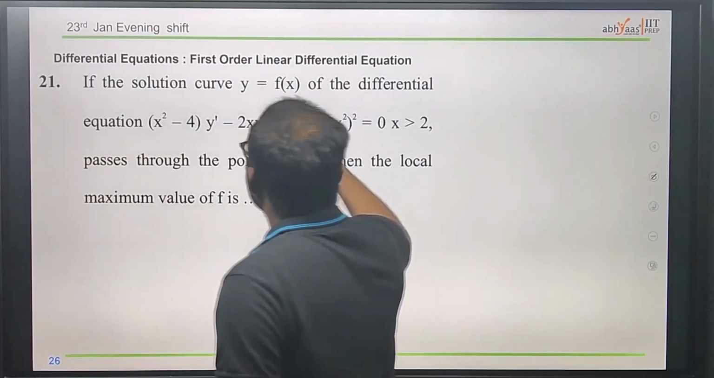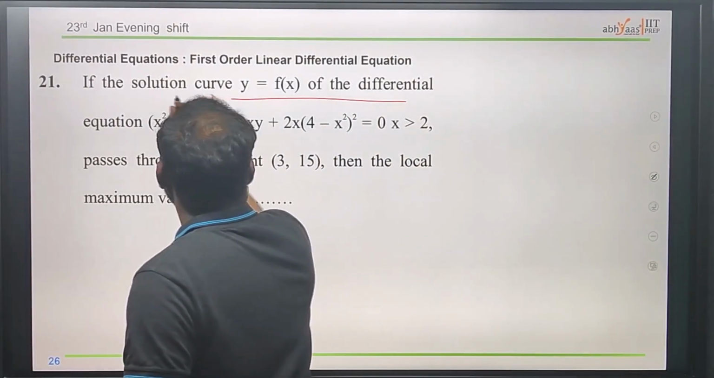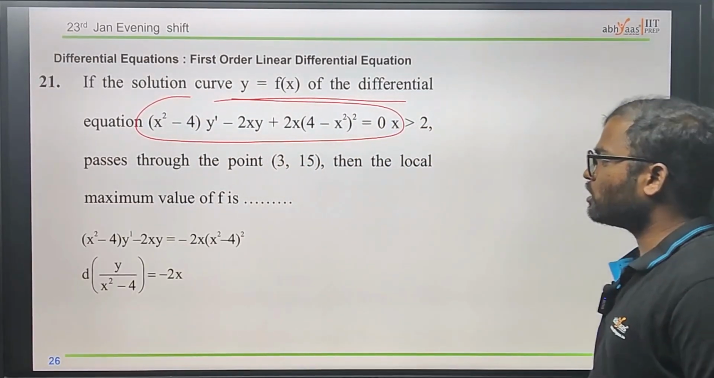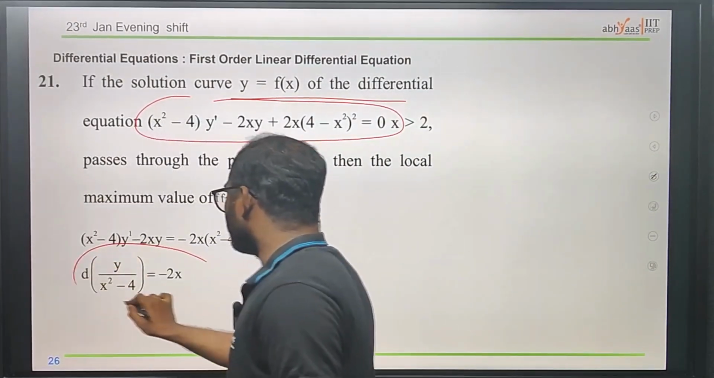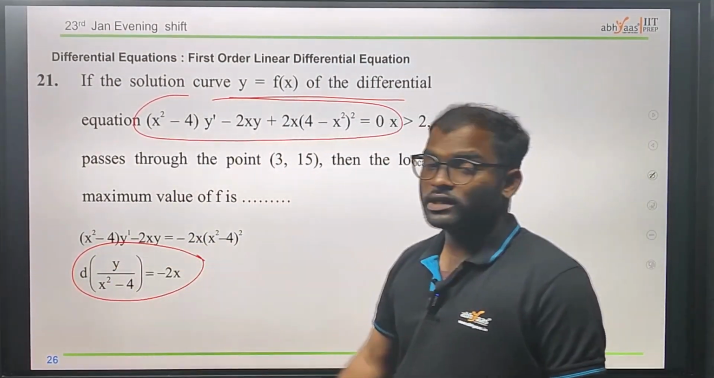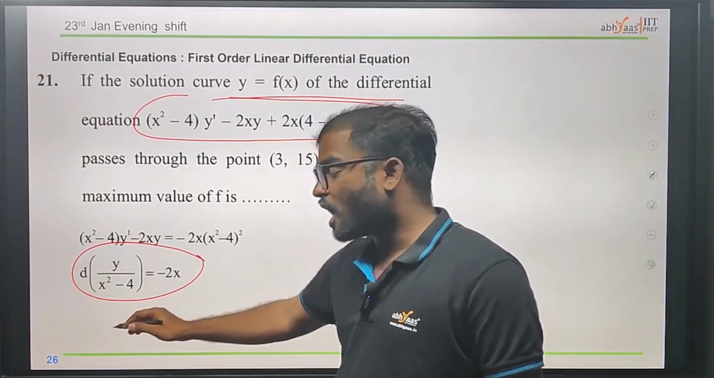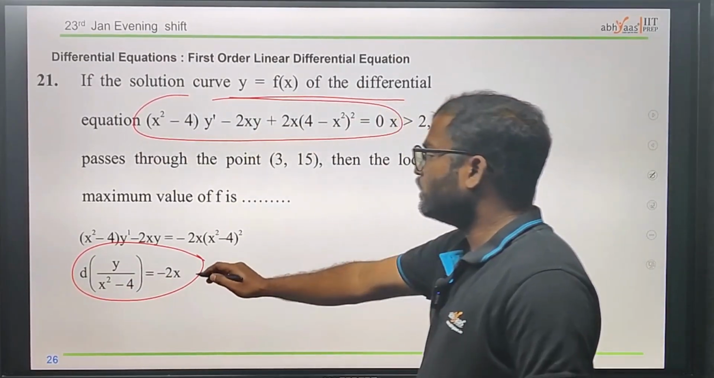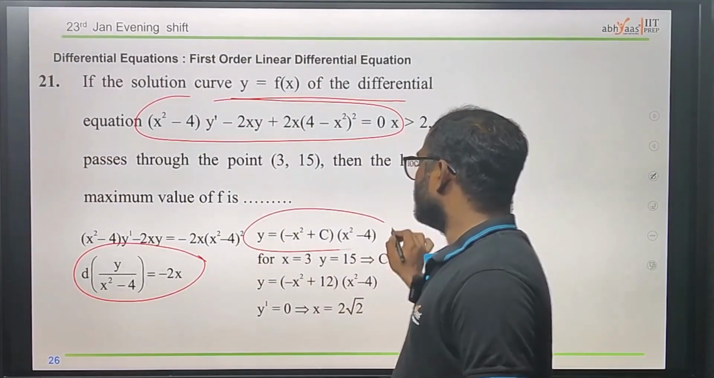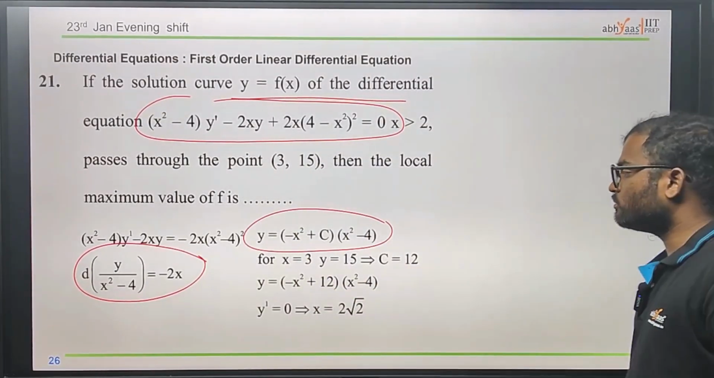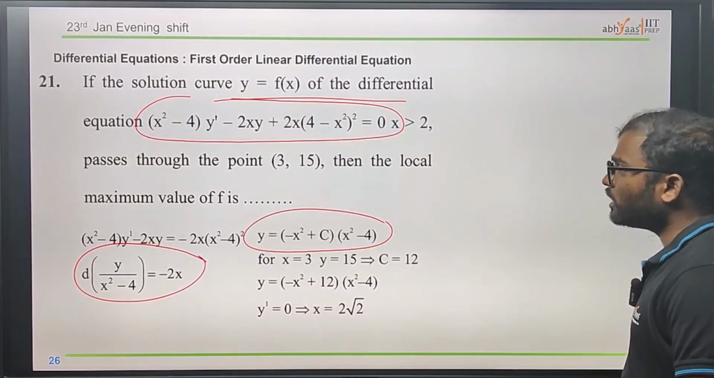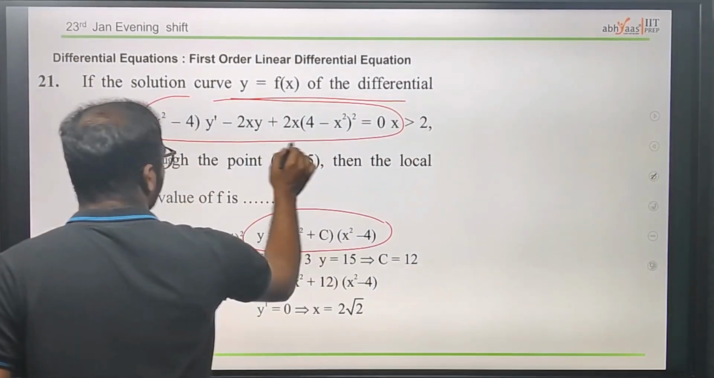We have a differential equation. Now we need to just convert it into a normal differential equation. If we observe, after converting we will have this type of situation, which is u by v form. If we do the simplification, you can easily observe that we have y by x square minus 4. Now integrating on both sides, we get y is equal to x minus x square plus c into x square minus 4. Now we need to find the c value, and they also said this passes through the point (3, 15).